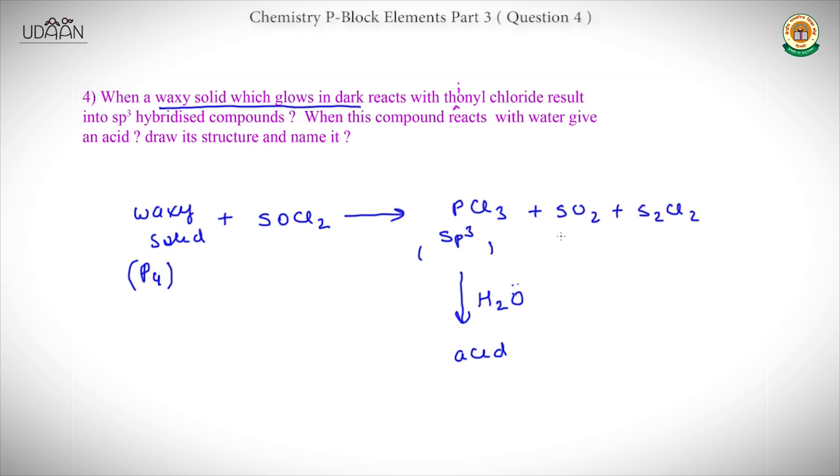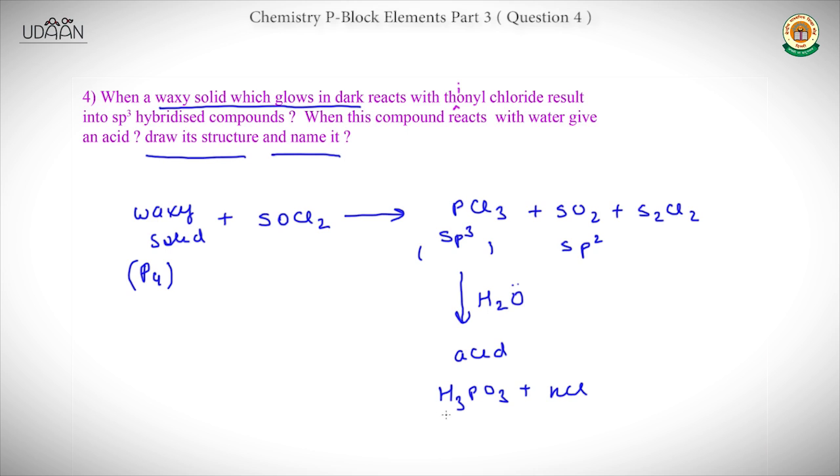Now it is given that the sp3 hybridized compound reacts with water. So it is not PCl3 that is sp2; we have to check. PCl3, when it reacts with H2O, what will the product be? H3PO3, yes, H3PO3 plus HCl.